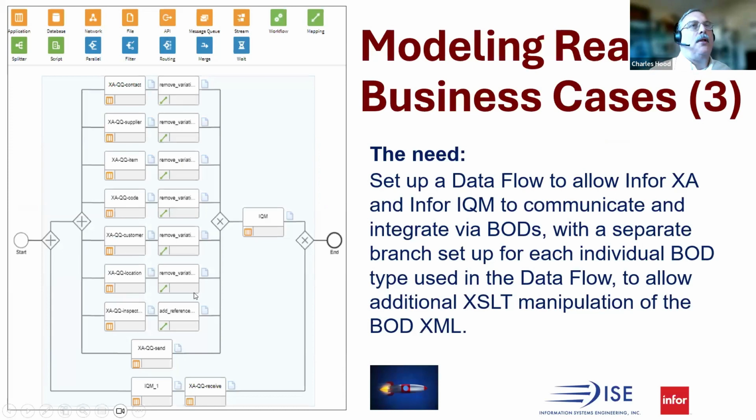Okay, here's a much more complicated data flow. In this case, we're integrating Infor XA and Infor IQM. And in this case, each of the BODs that XA was publishing has its own branch. And the reason that was done, thank you, MJ, by the way, was to do some XSLT mapping. And of course, that's a very powerful feature of data flows and this whole data flow modeler. I won't get into the details too much there, but just know data flows, like workflows, can become as robust and multi-branched as you need them to. Okay, so let's take a look over here.